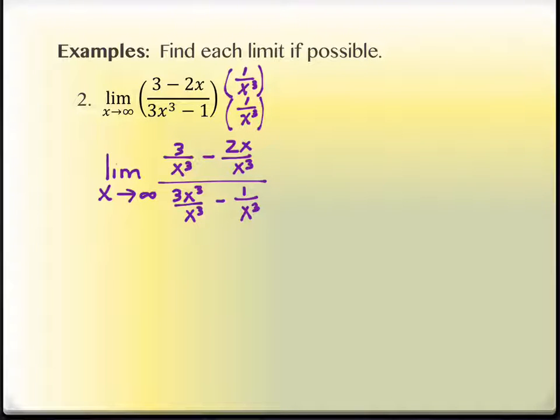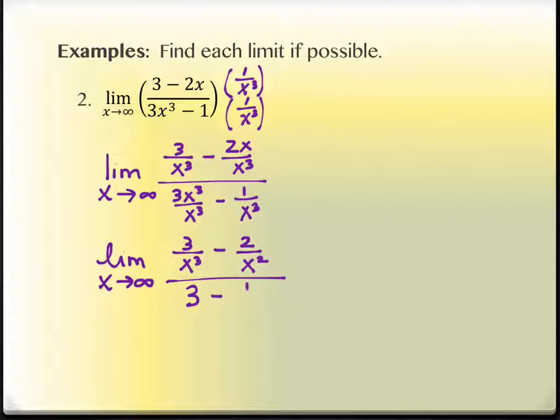Now, parts of this are going to simplify and clean up, and parts of it aren't. The very first piece is not going to do anything, right? I can't write 3 over x cubed any differently. It's just going to stay 3 over x cubed, so I'm just going to rewrite it. What about the next piece, 2x over x cubed? It's 2 over x squared. What about 3x cubed over x cubed? That's 3. And how about the negative 1 over x cubed? Can't do anything. Okay, everybody good so far?